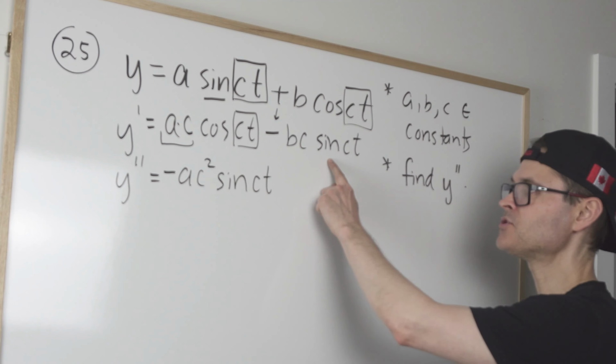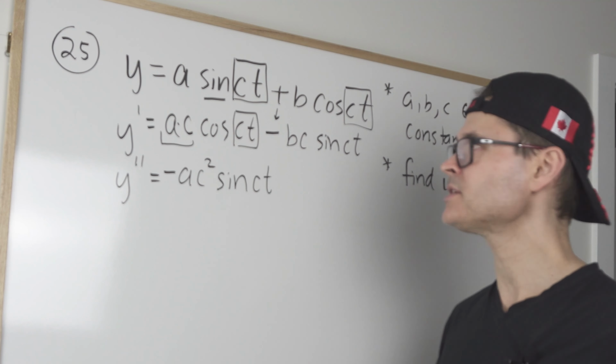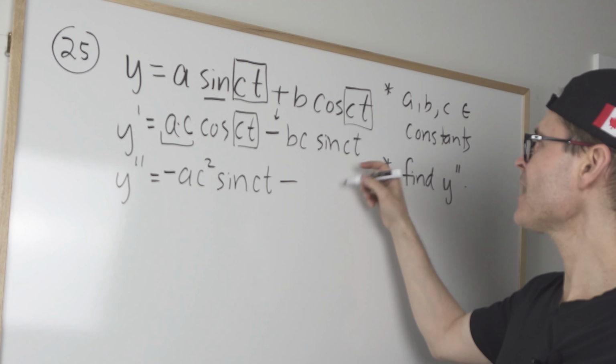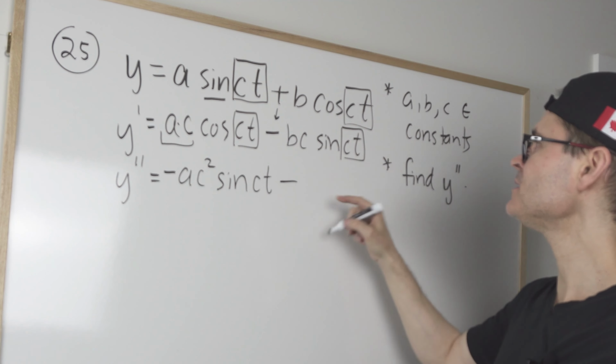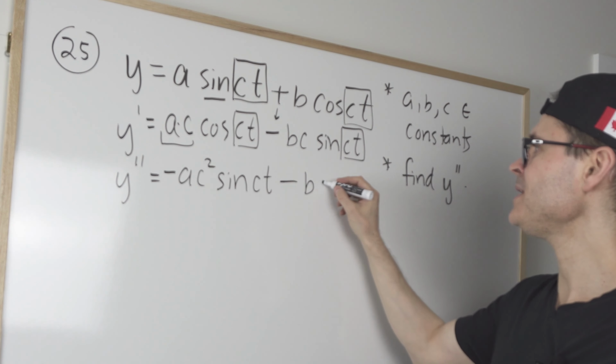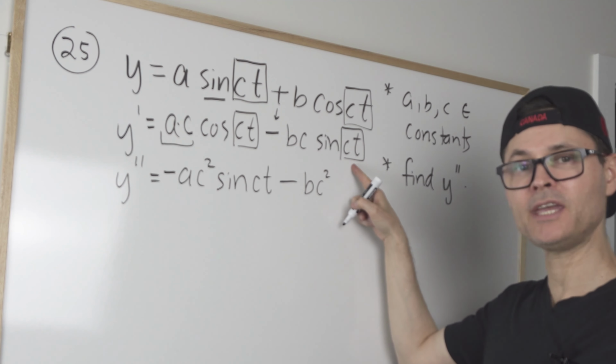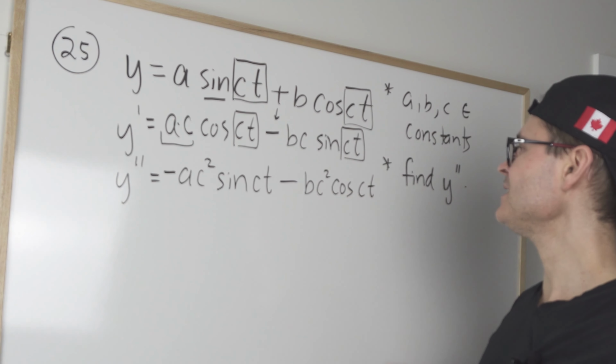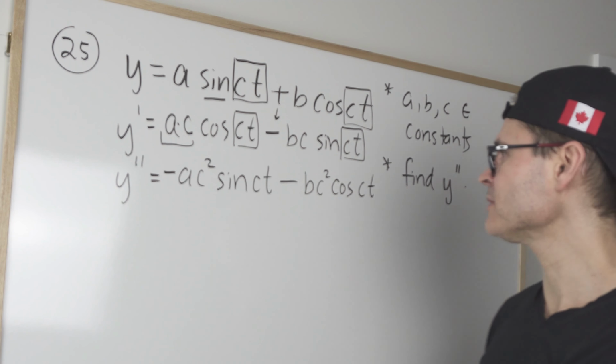Come here. What's the derivative of sine? It's cosine, positive cos. So that minus sign doesn't change. I know I'm going to have to incorporate the c into my coefficient. So I'm going to get b c squared. There's my chain rule, c for chain rule, cosine ct. All right, so there's my second derivative.